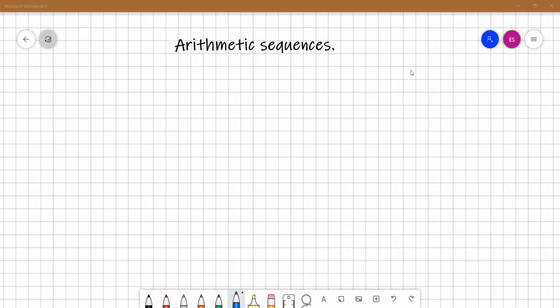Hello everyone. Today we are going to talk about arithmetic sequences. So last lecture we discussed general sequences. Today we are going to talk about arithmetic sequences. I'm going to start with an example of a sequence and talk about what is special about this sequence and why we are going to call it an arithmetic sequence.